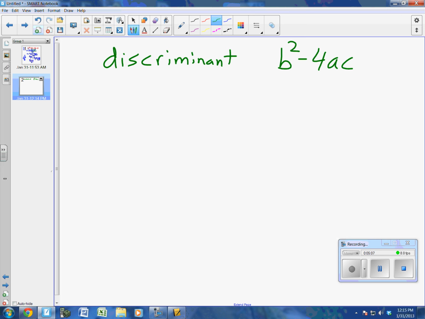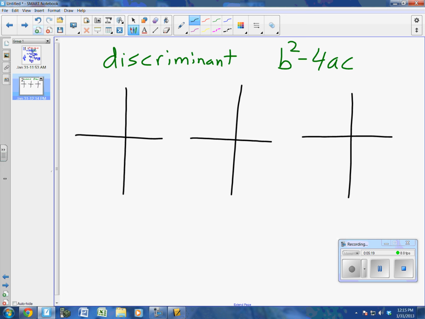Because what type of numbers we get in the square root determines what type of solutions we're going to get. Okay, so I want to talk about the three types of possible solutions that we're going to get. First of all, if b squared minus 4ac is greater than 0, we're going to talk about that one.